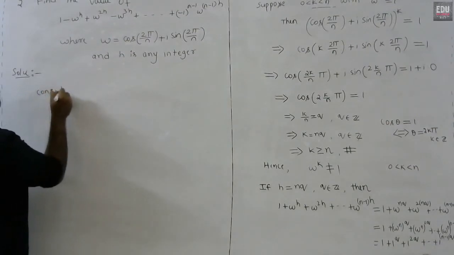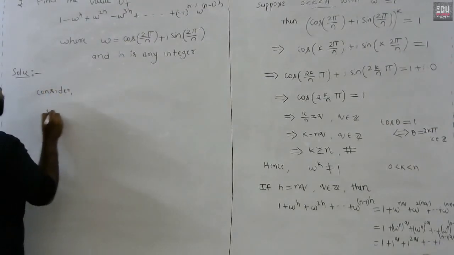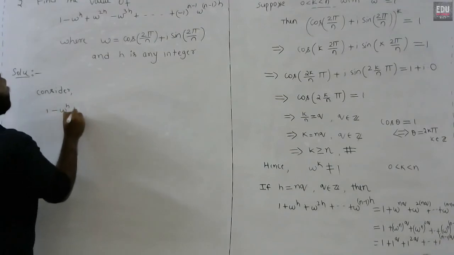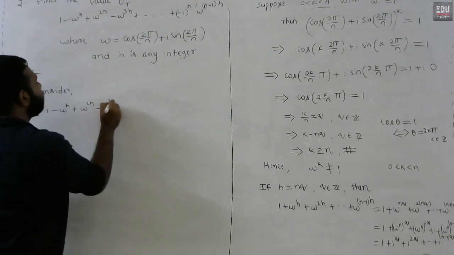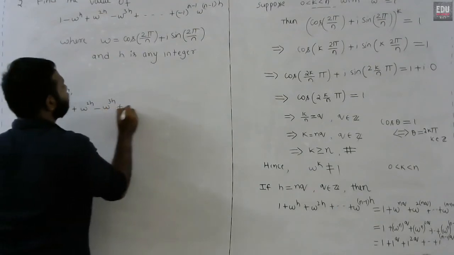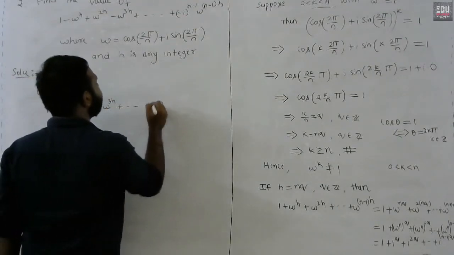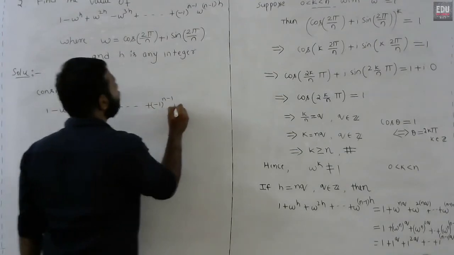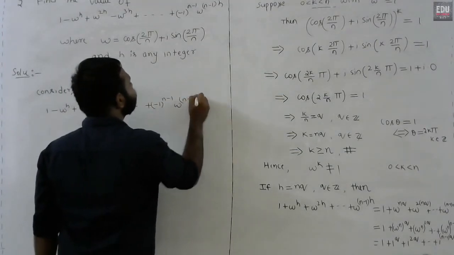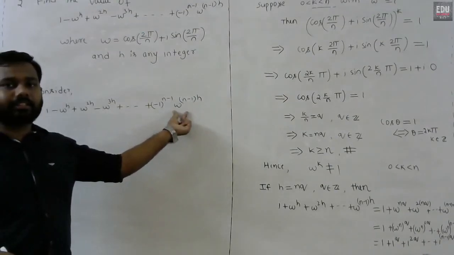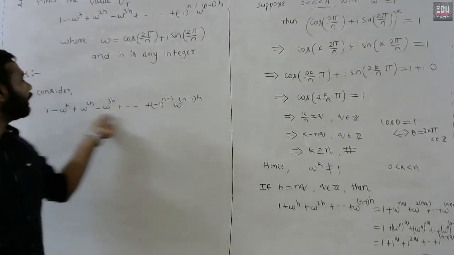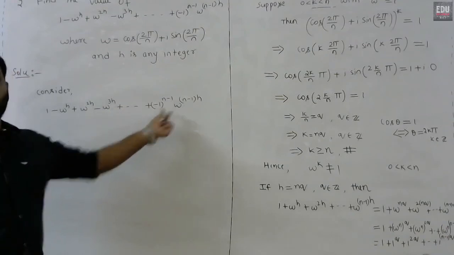So consider 1 minus omega power h plus omega power 2h minus omega power 3h plus so on, minus 1 to the power n minus 1 omega power n minus 1 into h. So the nth term of this sum is this term. So we shall write all the terms in this format only.